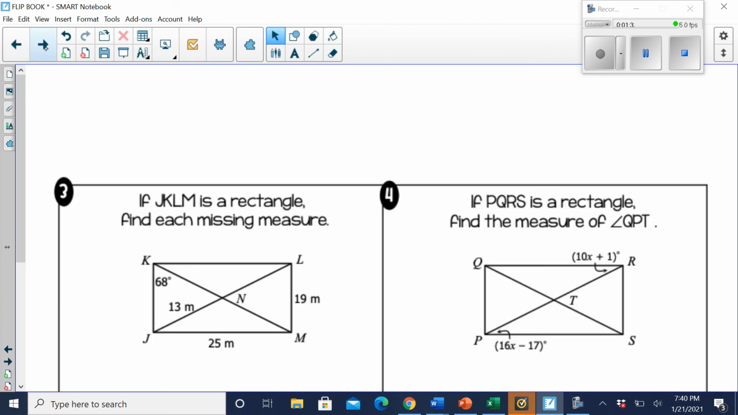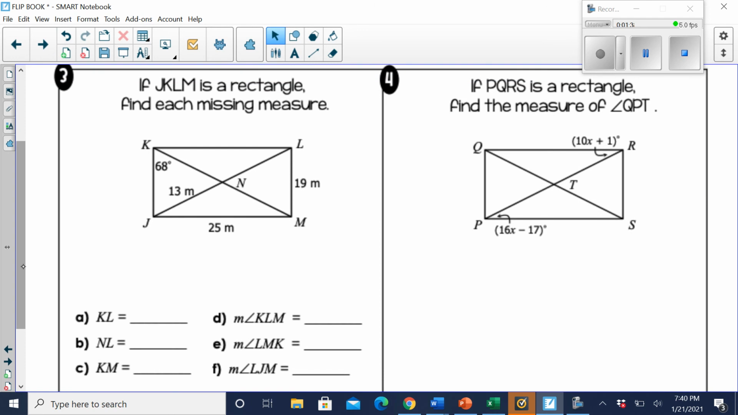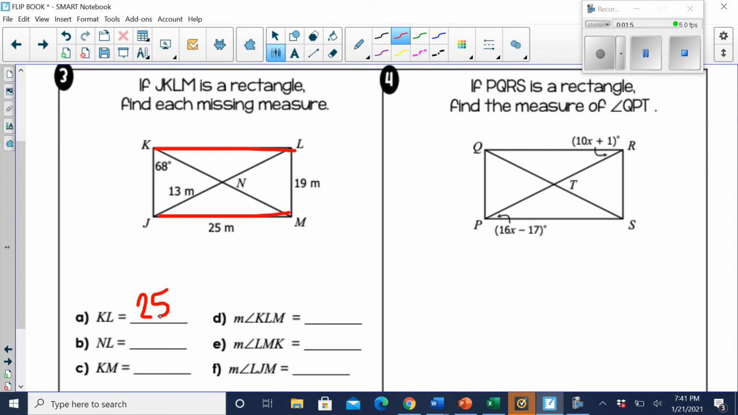When we work with some of the example problems for the rectangles, like right here, it says if JKLM is a rectangle, find each missing measure. So just kind of applying those properties, it's asking for KL, and this side right here should be the same as JM, so I'm going to fill in 25 for KL. NL, if you look, NL is going to be this segment right here. Can you guess which one it's the same as? It should be the same as NJ because the diagonals bisect each other.